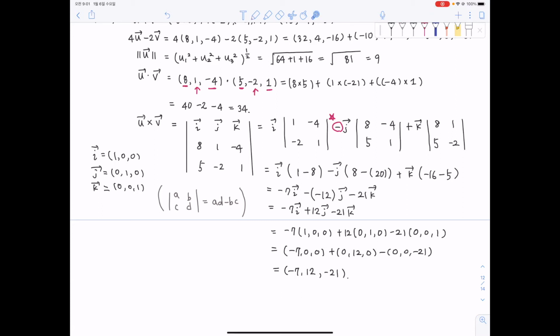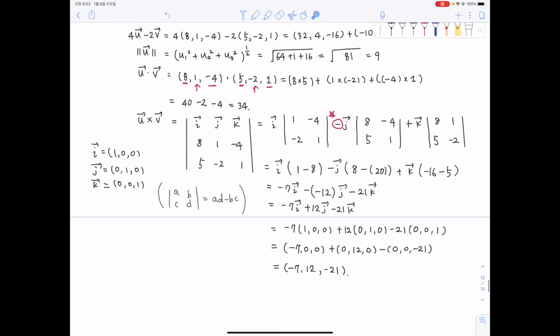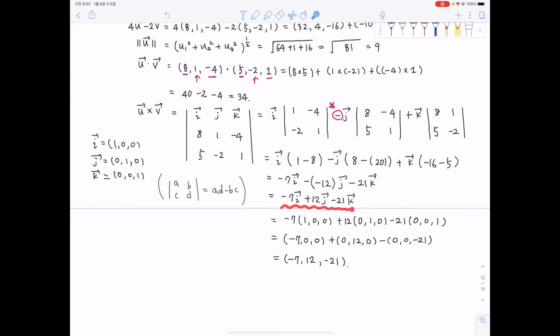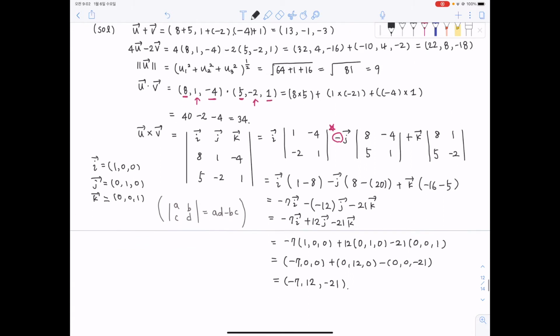So our cross product is this vector. And you can see that if you finish this solution, then you can just get a coordinate representation by writing these coefficients, each entry like this. So we solved the first problem.